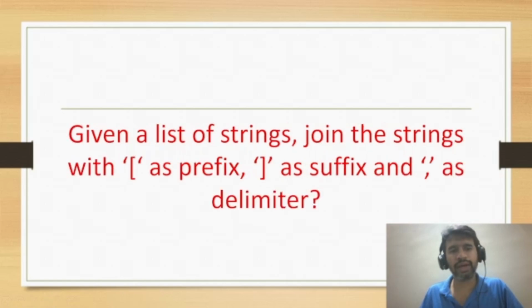So next question is, we are given a list of strings. We have to join the strings basically with opening and closing bracket. So that should be suffix, and we have to add a comma as a delimiter. So let's see how to do it.